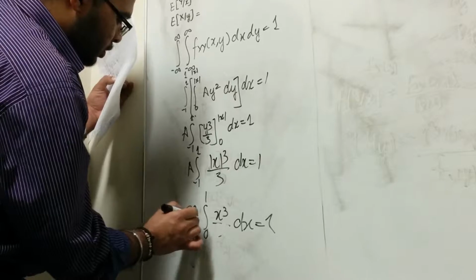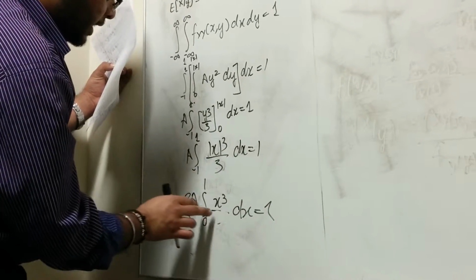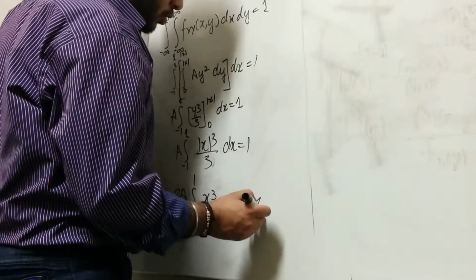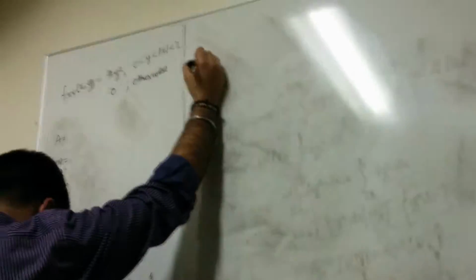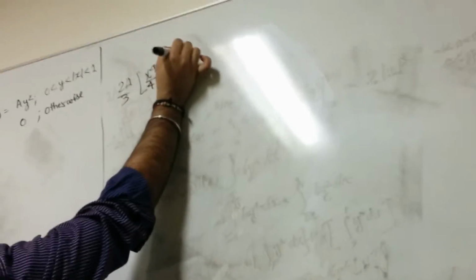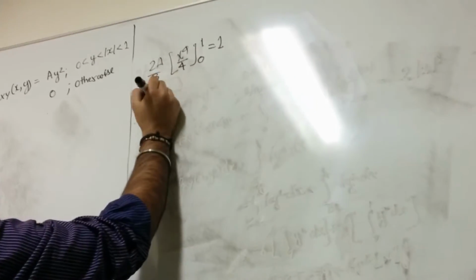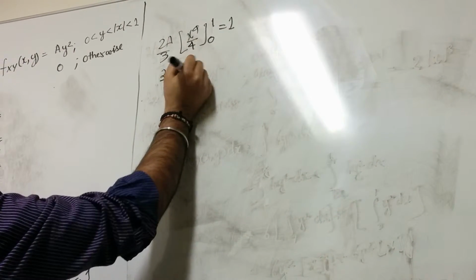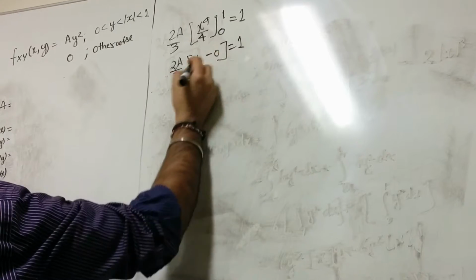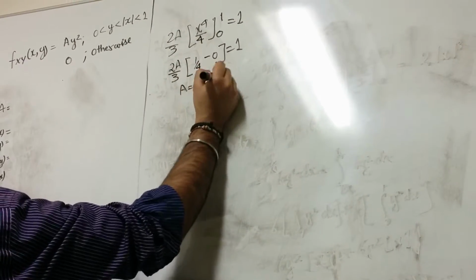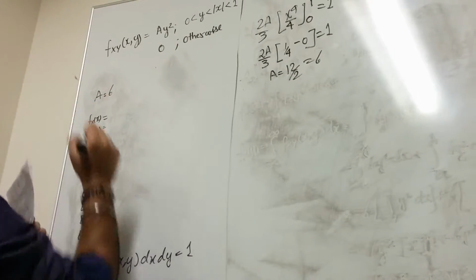Rather, we can take this constant outside. So this would be 2a by 3, integral 0 to 1 of x cube dx equal to 1. On doing this and solving, we would get 2a by 3 times x raised to the power 4 divided by 4, value from 0 to 1, that is equal to 1. So this would be 2a by 3 times 1 by 4 minus 0 equal to 1. On solving, we get a equal to 12 by 2, so this is equal to 6. So the value of a is 6.